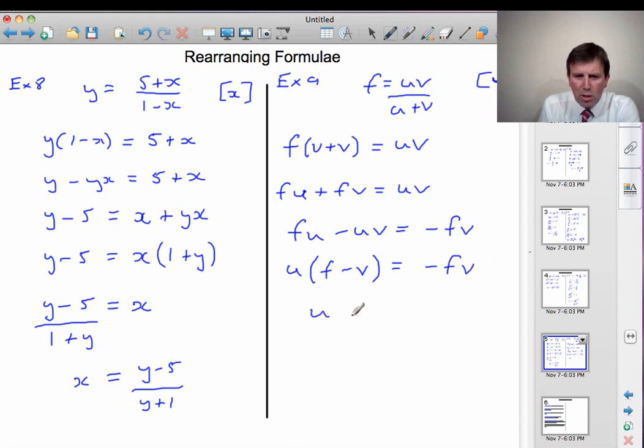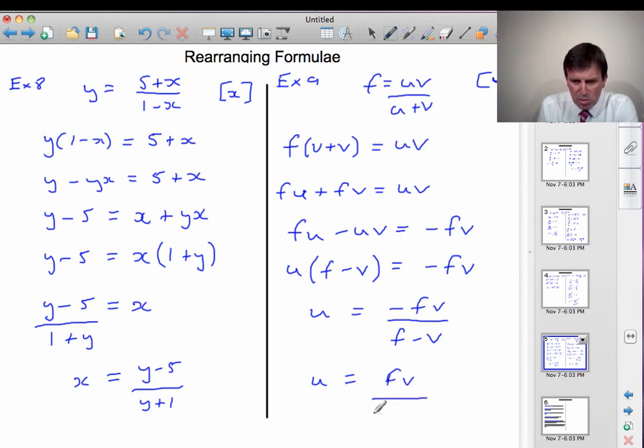So u is equal to minus fv over f minus v. It's okay like that, or we can get rid of the minus sign on the top. If I multiply that fraction top and bottom by minus 1, it doesn't change it. Minus fv multiplied by minus 1 would be fv. And f minus v multiplied by minus 1 would be v minus f. So either of those answers are acceptable.